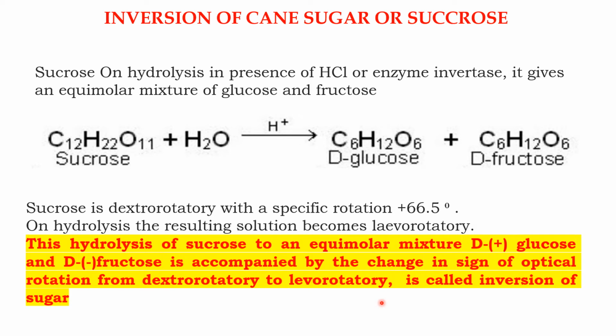You got the point? So I have a sucrose molecule which is dextrorotatory, having a specific rotation of plus 66.5. Plus means dextrorotatory. The resulting solution becomes minus, levorotatory. So the specific rotation is changing from the sucrose molecule to the hydrolysis products glucose and fructose. This change in specific rotation is called inversion of cane sugar. Very, very important.